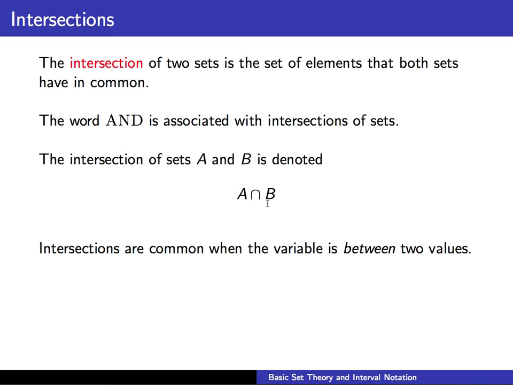So intersections are going to be common when the variable is between two values. We saw in some previous videos the shading between two values, like shade between 4 and 9 or shade between 2.5 and 4, would be intersections.